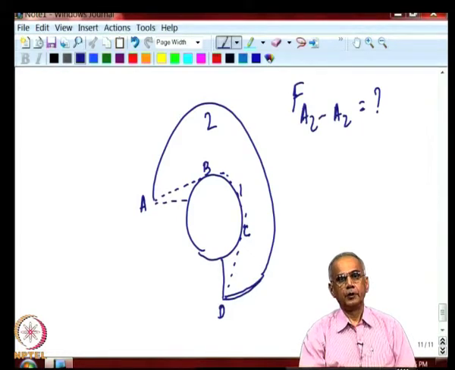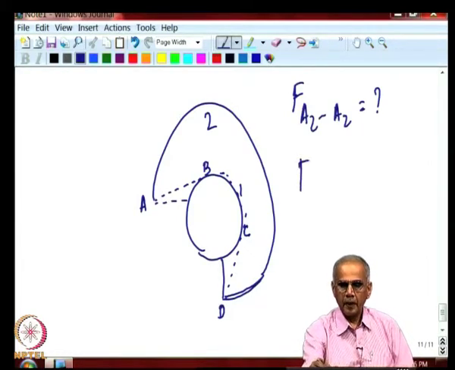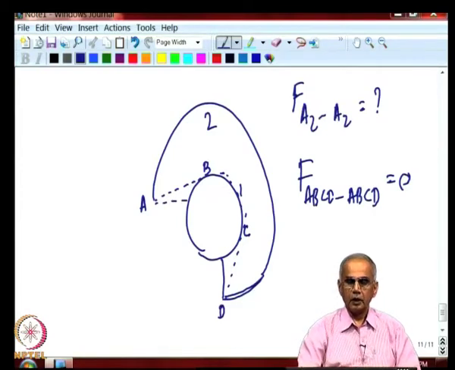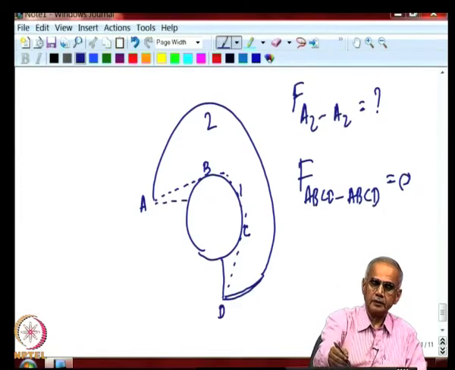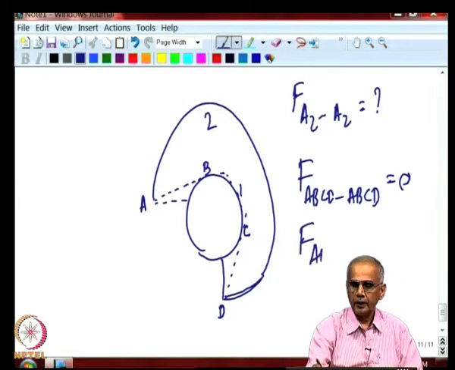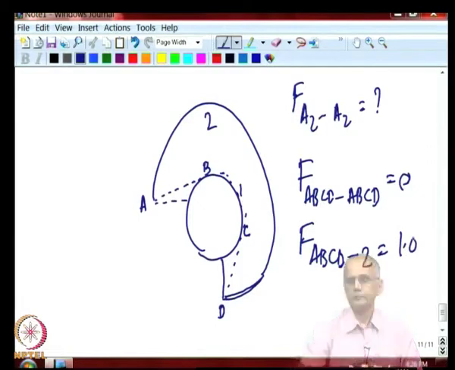Because it is a convex surface, F ABCD to ABCD is 0. It cannot see itself because it is convex. The only surface ABCD can see is 2. Therefore, F ABCD to 2 is equal to 1, because radiation leaving ABCD cannot see itself and does not see any other surface except 2. So, all the radiation leaving ABCD has to reach 2. This is a construct for a convex surface.